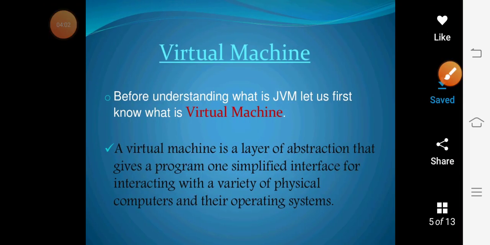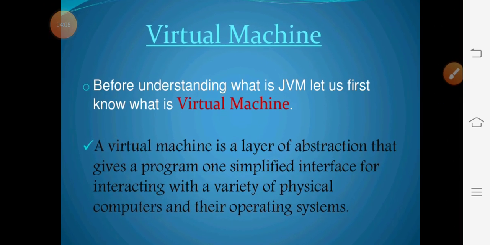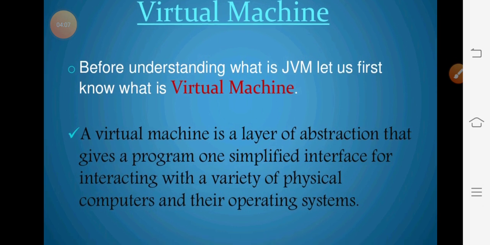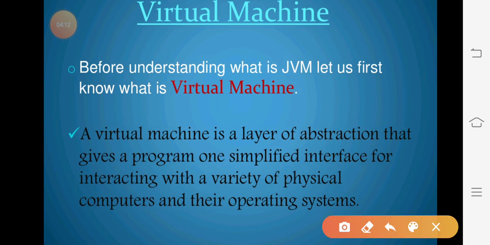Next, Java virtual machine. We will try to understand it with the help of an example also. Here I am giving just a simple description of all the terms that we will use in the Java compilation process. Now here, before understanding what is JVM, let us first know what is a virtual machine. A virtual machine is a layer of abstraction that gives a program one simplified interface for interacting with a variety of physical computers and their operating systems.